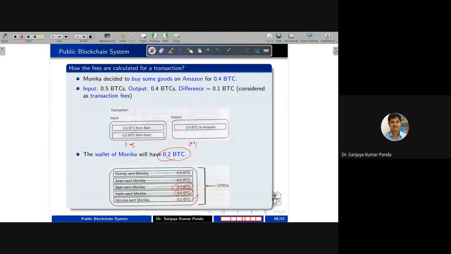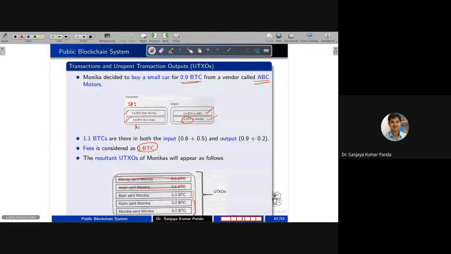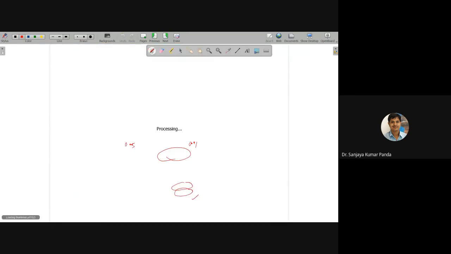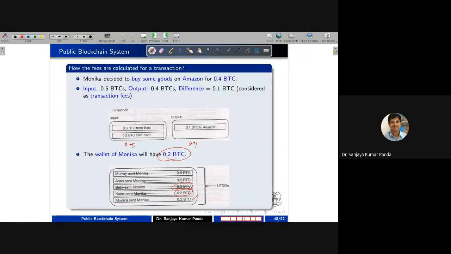So Monica sent to Monica, you can see here. Earlier we calculated 1.1, but this one is 0.9, right? And 0.2 BTC is there with Monica. So that is there in the wallet, which we call Monica sent to Monica, that is 0.2 BTC. So in this way, different transactions are maintained and calculated in the case of blockchain.